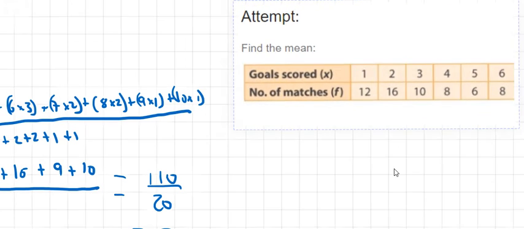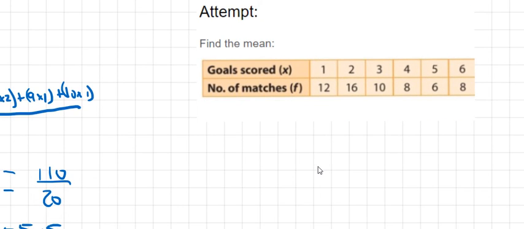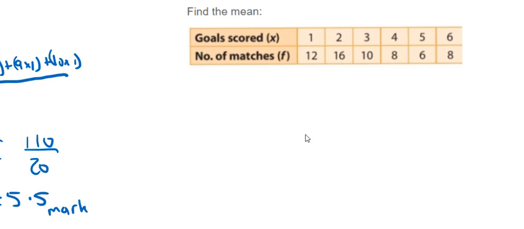So here's another question then, if you just want to pause the video. It should be a little bit shorter because you'll see obviously there the table is a little bit smaller. So I just want you to pause the video and have a go at that, and then play it on and I'll go to the answer.